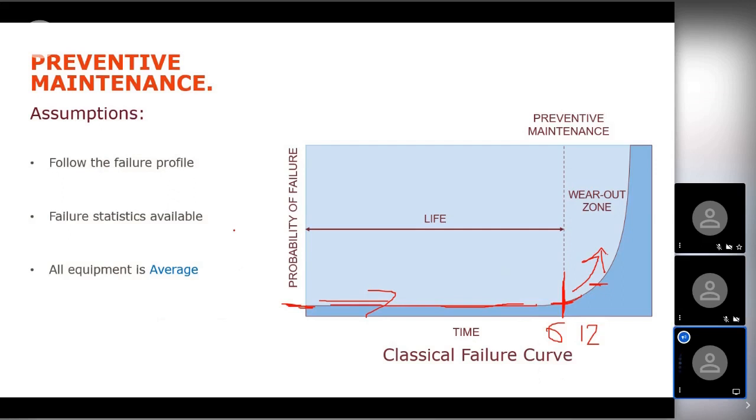Now throw in the operating context. What's the environment that we're running in? Now there's a huge amount of extra variables. So if it's unlikely that a lot of equipment follows the profile, that the information we've got is not reliable or accurate, or we don't even have it, and equipment's not average, why is the majority of our plans for our business based on planned maintenance?